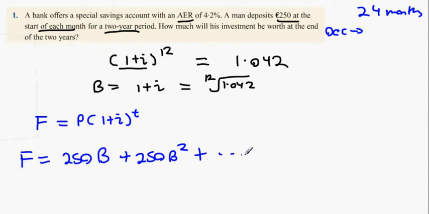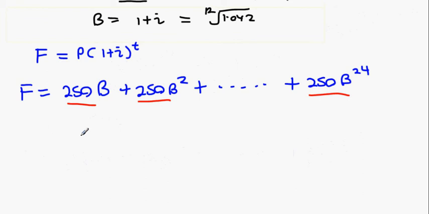Now we're going to go all the way to the end, where we're going to have €250. This is the very first one we put in, and it is there for 24 months, so it's going to be B to the power 24. So we have to find out the value of all this investment added together. We can see that's a geometric series.